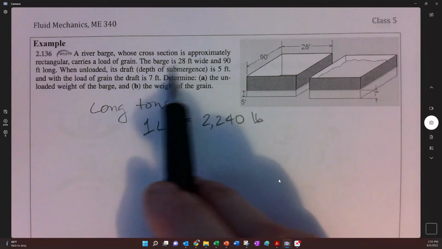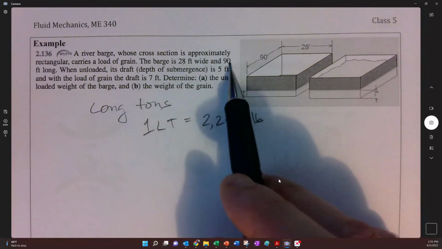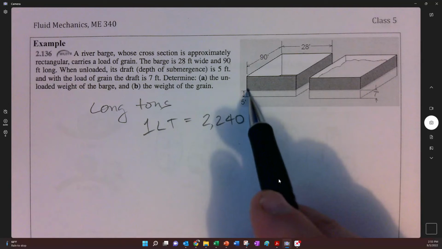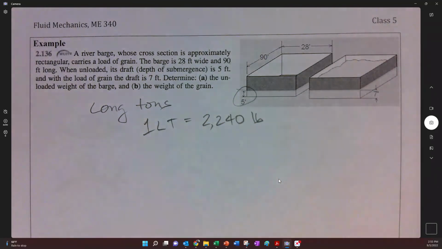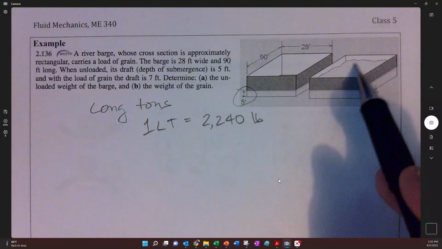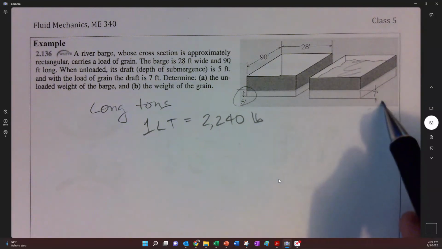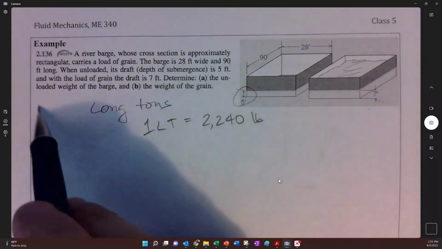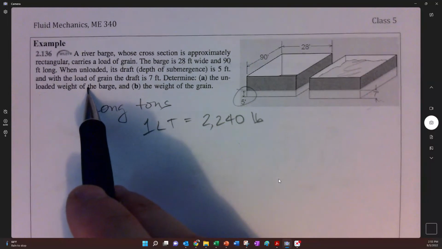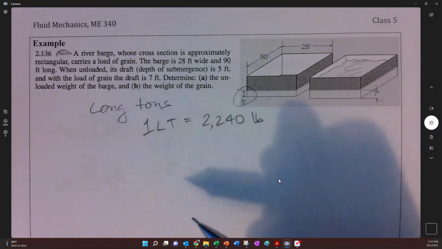But anyway, we want to find this thing. It starts out 28 feet wide, 90 feet long, and when it's unloaded, it's at a depth right here of 5 feet. And we want to find the weight, and then once they put the grain inside this thing, it goes down to 7 feet. So we want to first find the total loaded weight of the barge, right? So the unloaded weight of the barge, and then find the weight of the grain.